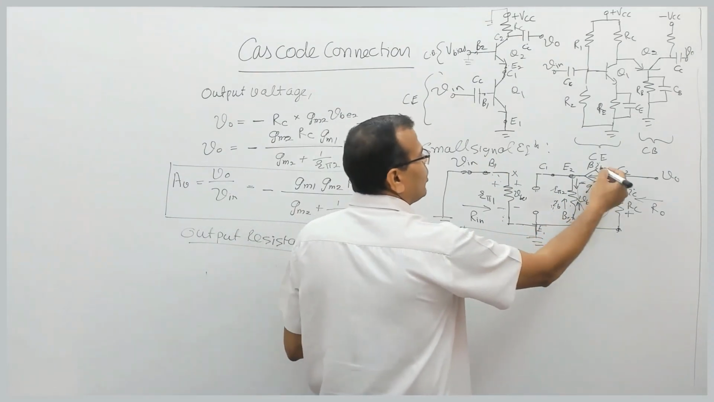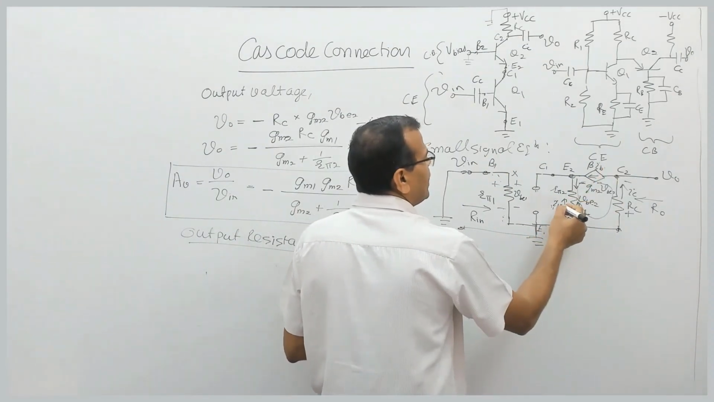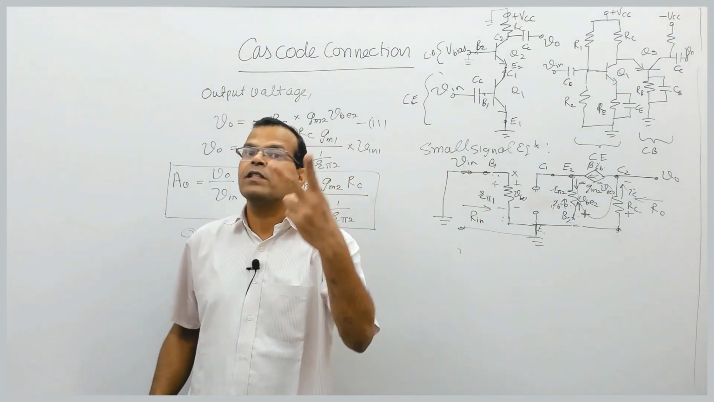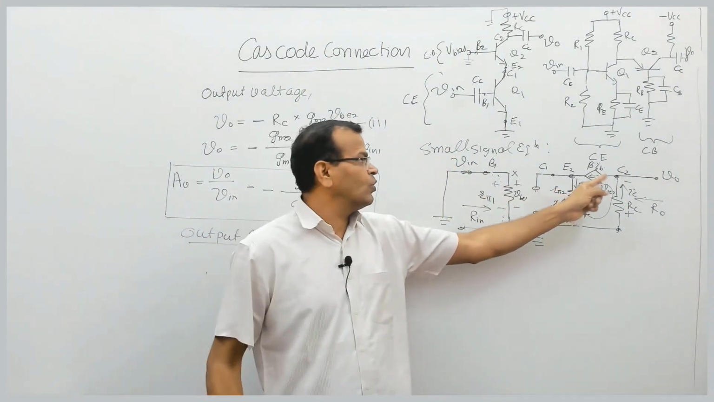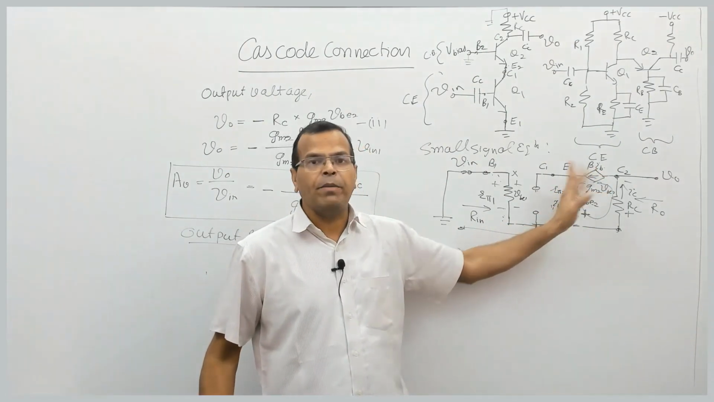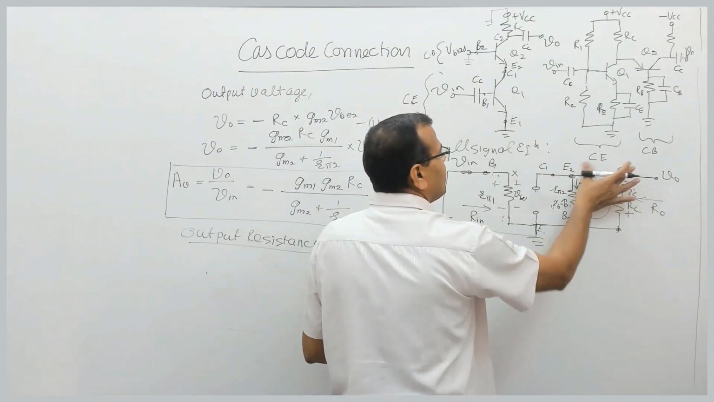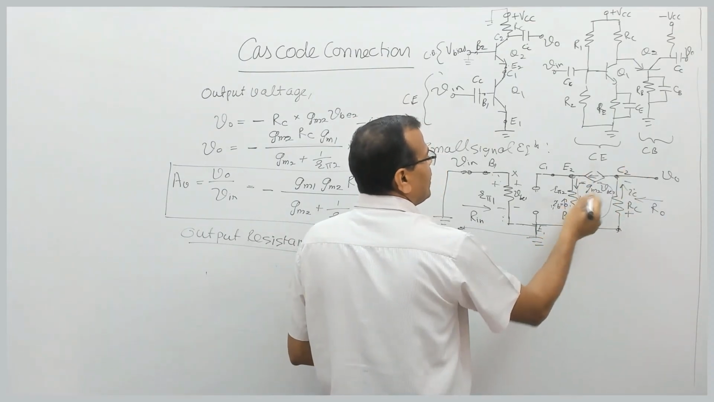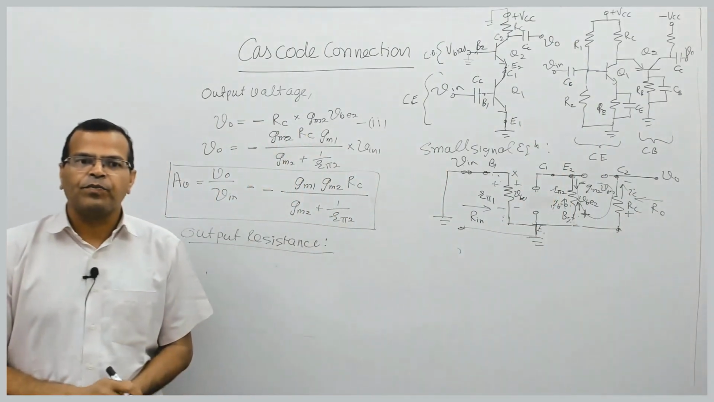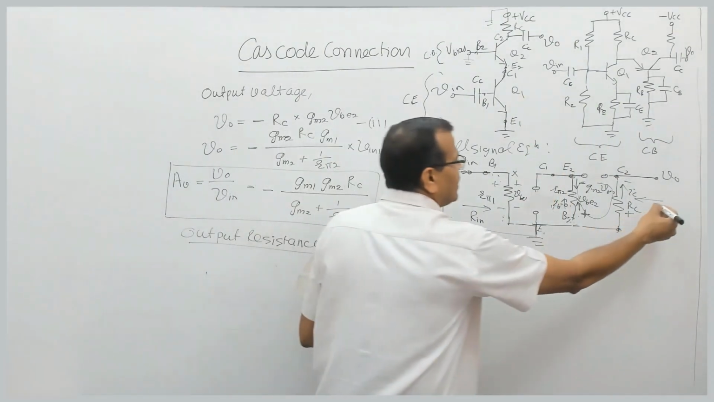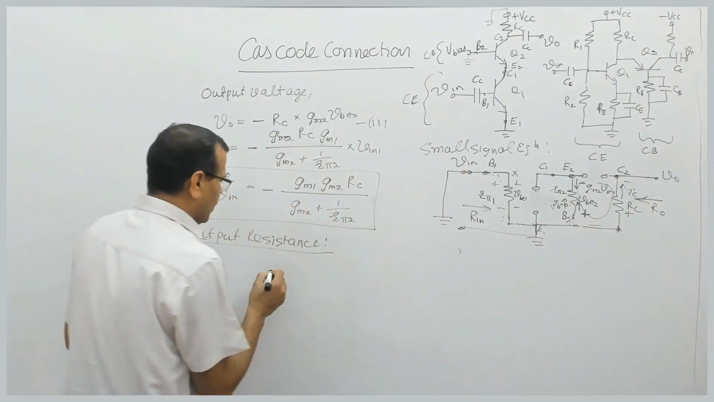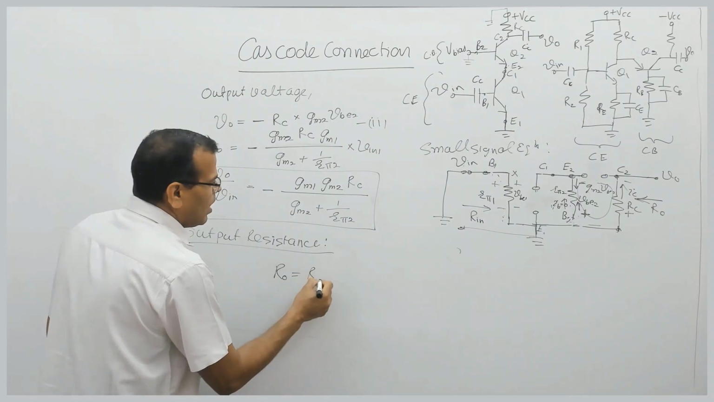So this is possible if and only if base current is 0, because there cannot be two different currents in the same wire, same circuit. There cannot be two currents, IB and beta IB. So this is possible if and only if the base current is 0, and when base current is 0, this is open circuited. And when this is open circuited, what will be the resistance seen from this side? This is grounded, so the output is equal to RC.